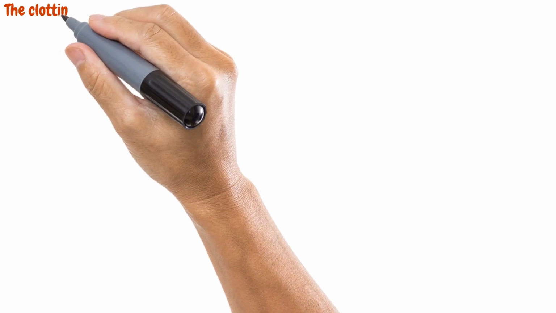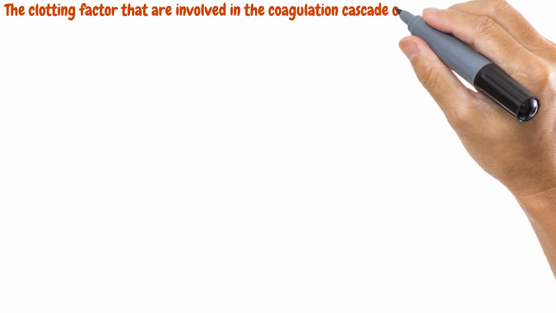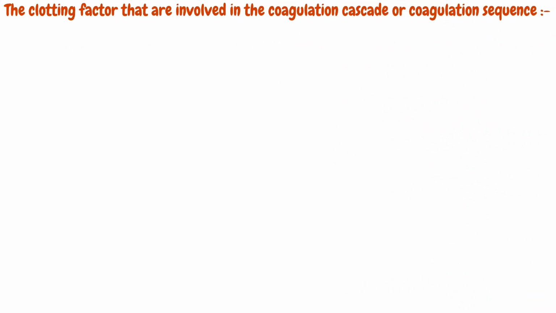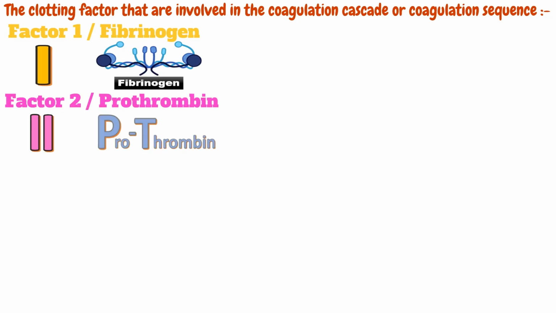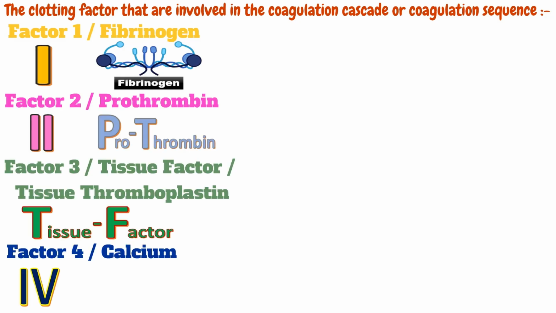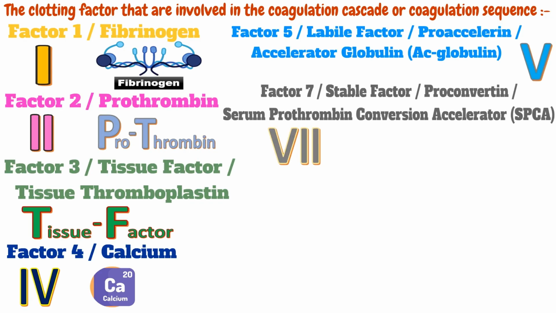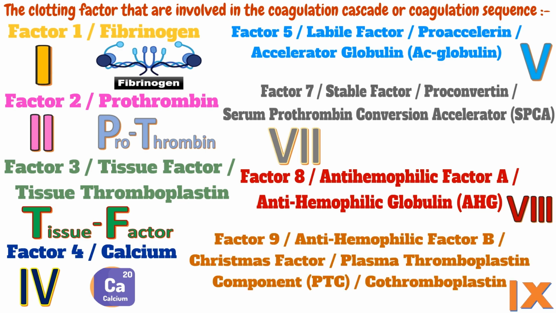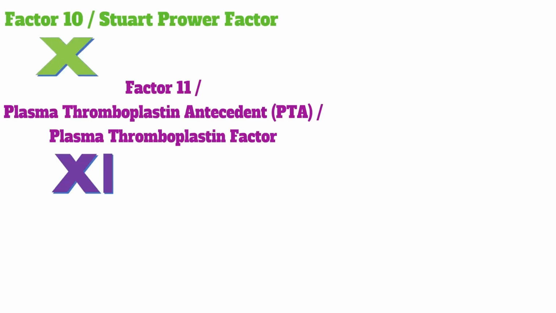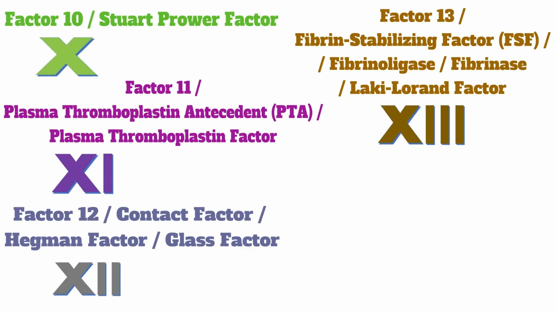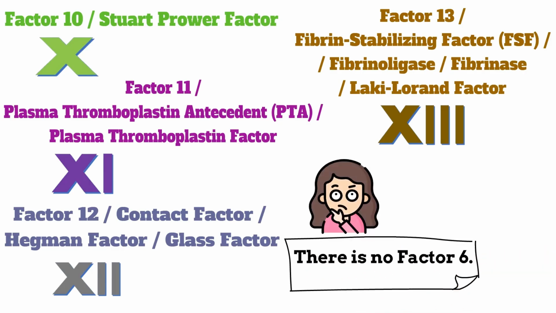The clotting factors that are involved in the coagulation cascade or coagulation sequence include factor 1, factor 2, factor 3, factor 4, factor 5, factor 7, factor 8, factor 9, factor 10, factor 11, factor 12 and factor 13. And yes, you heard it right. There is no factor 6.